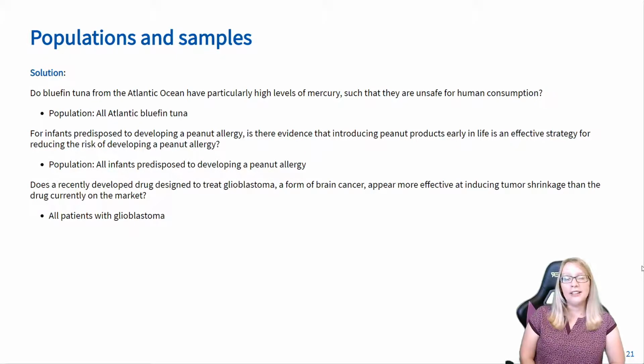And then finally, does a recently developed drug designed to treat glioblastoma, a form of brain cancer, appear more effective at inducing tumor shrinkage than the drug currently on the market? Here, our population would be all patients with that glioblastoma, that brain cancer. That's who we're interested in.